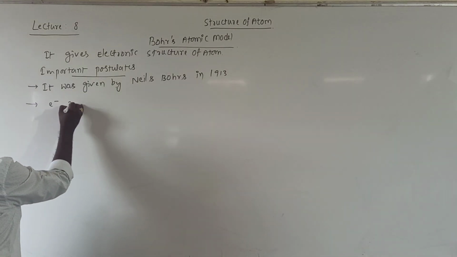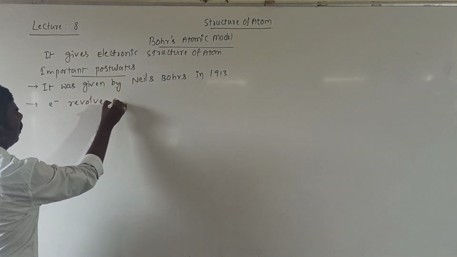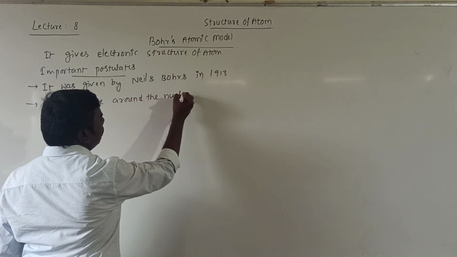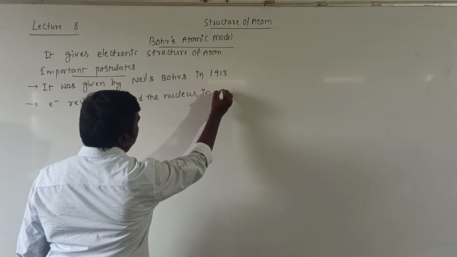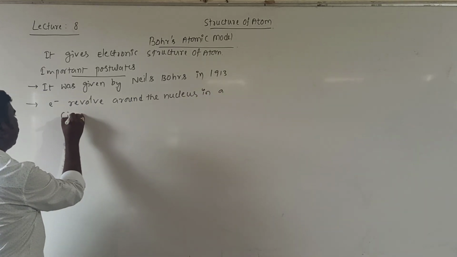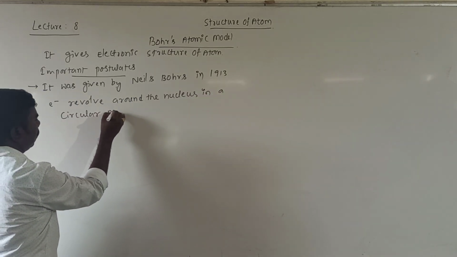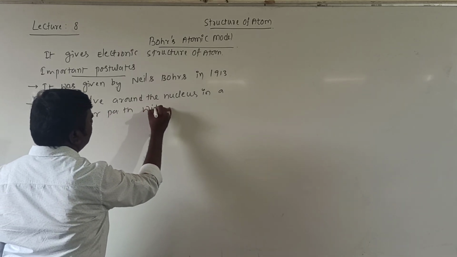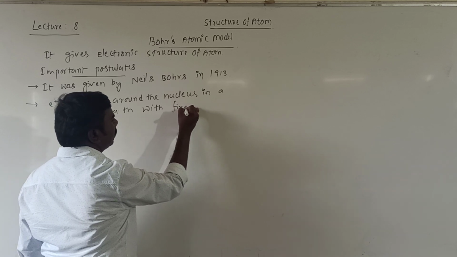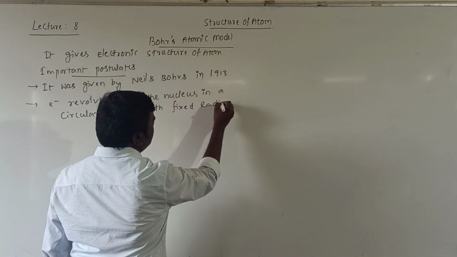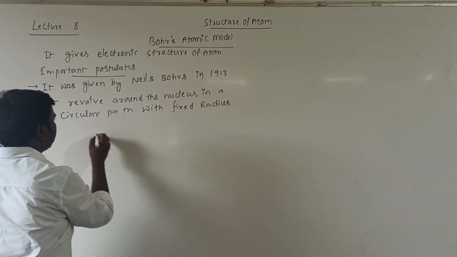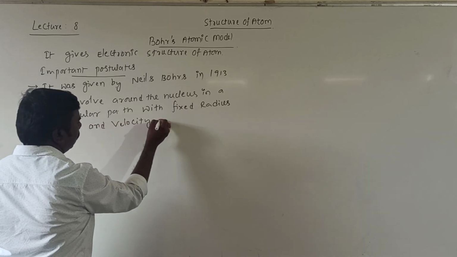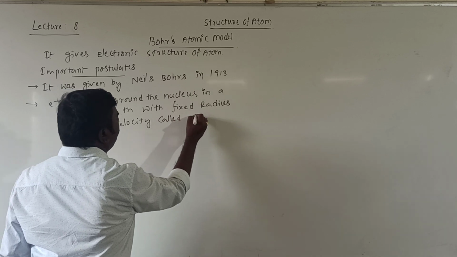First one: the electron revolves around the nucleus in a circular path with fixed radius and velocity, called orbits.